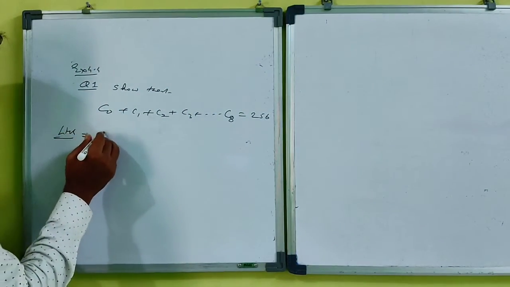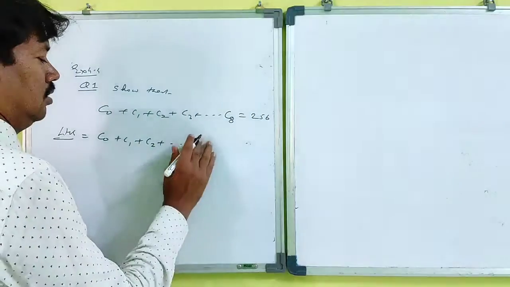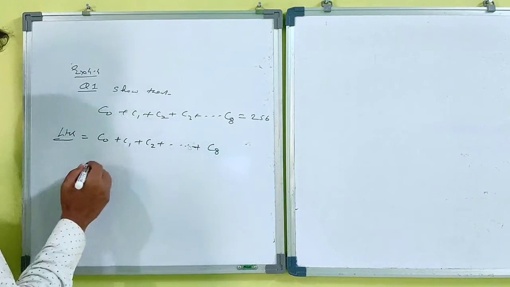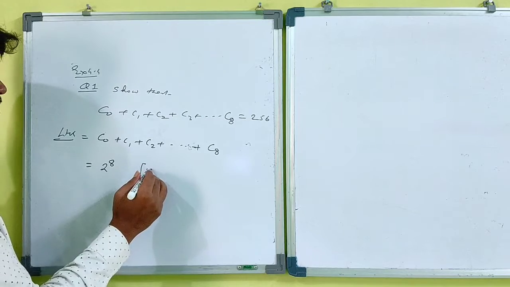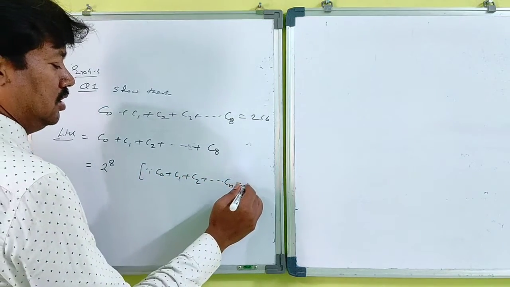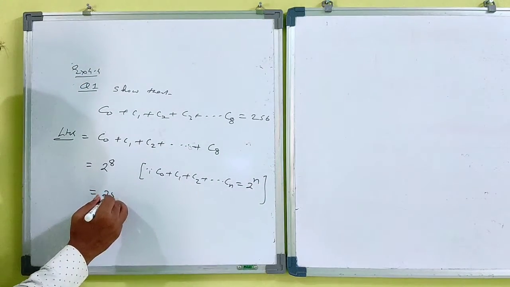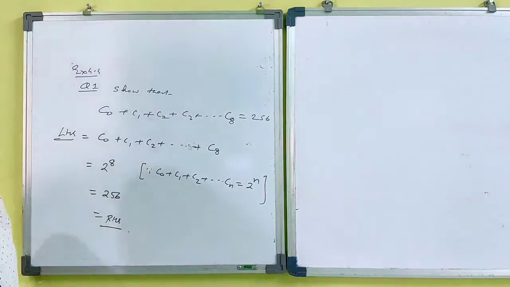LHS: C0 plus C1 plus C2 up to C8, and that is given by what? It is equal to 2 raised to 8. The reason is since C0 + C1 + C2 + ... + Cn is 2 raised to n, therefore it is 256, and that is the right hand side. So it is proved.